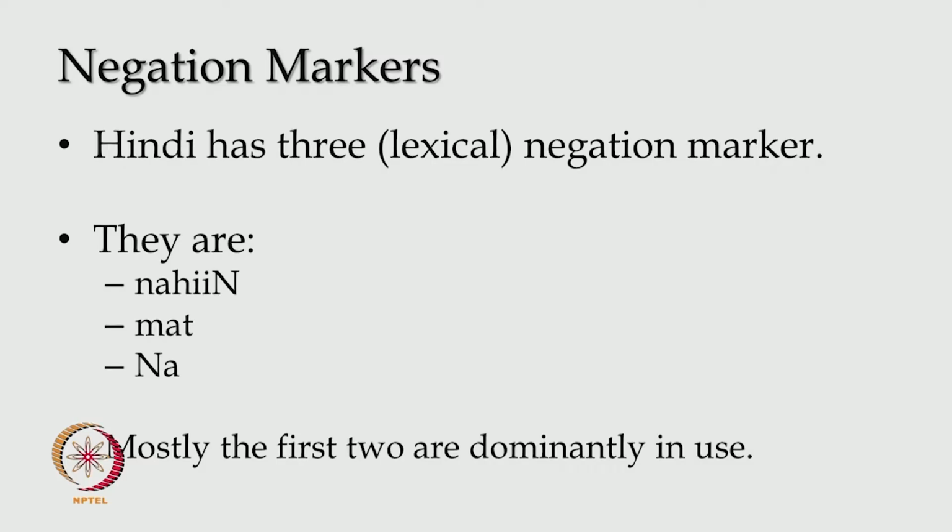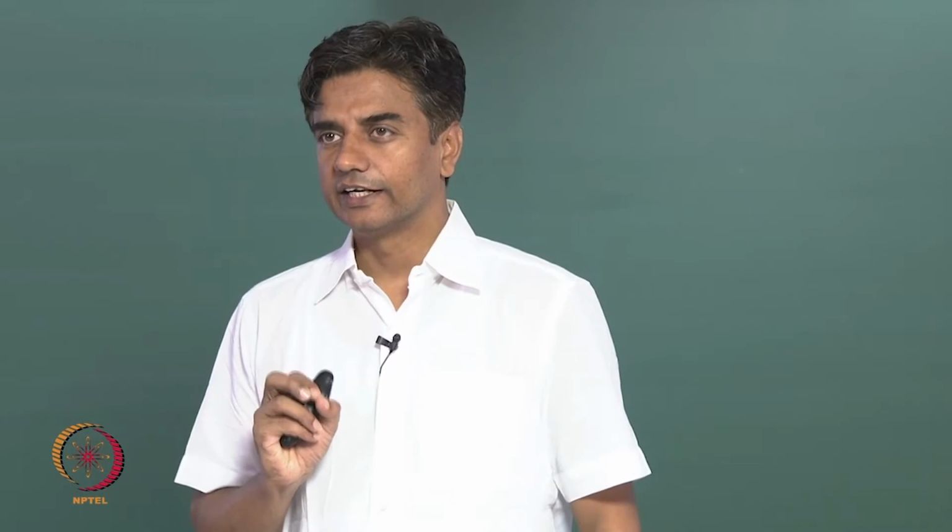So see, very simple. So far we shouldn't have any difficulty. There are 3 negative markers in Hindi. Okay? They are words like nahi, mat and na.